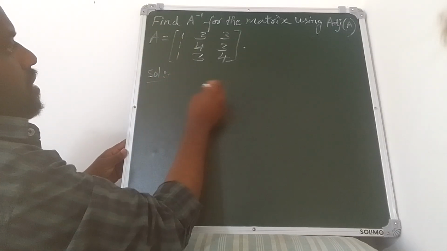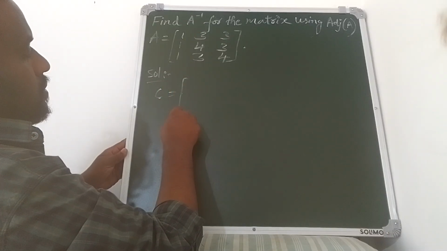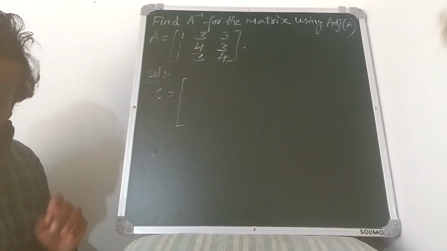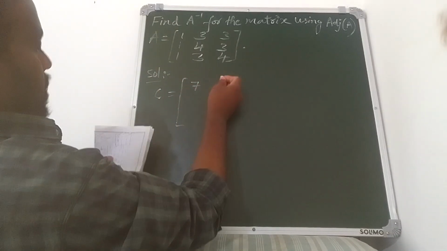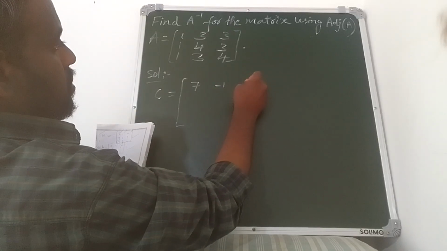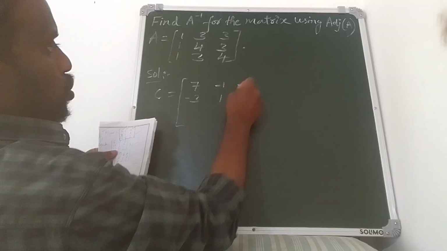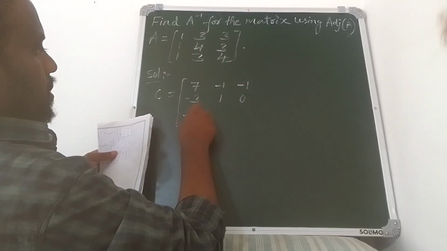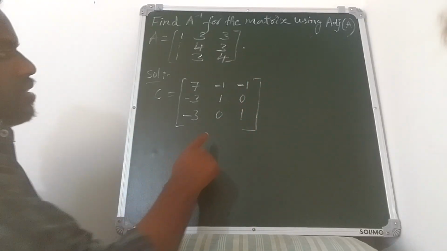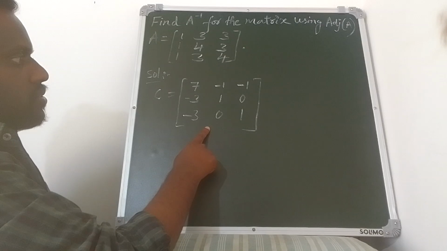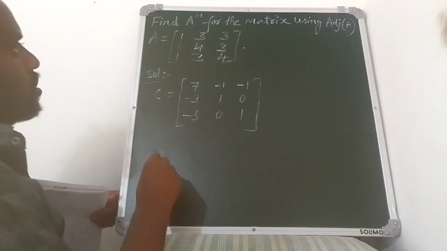I will take C as the cofactor matrix. C equals 7, -1, -1; -3, 1, 0; -3, 0, 1. This I have explained in the cofactor matrix video, so as I said, check that video. Now we got the cofactor matrix.